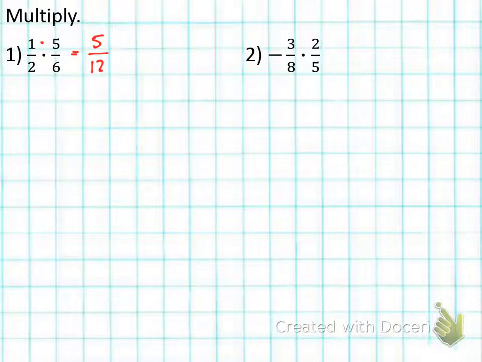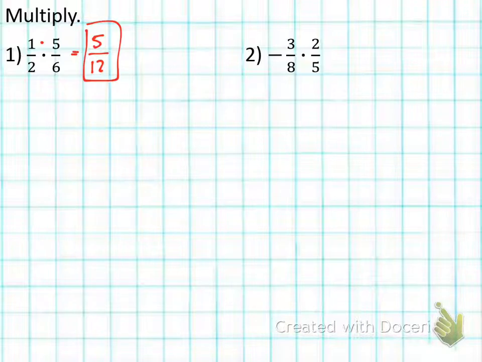So watch me do it again one more time. So what did I just do? Again, checked if I could simplify. Then I multiplied across. 1 times 5 is 5. 2 times 6 is 12. Simplified. That's it. Okay, there was nothing to simplify.